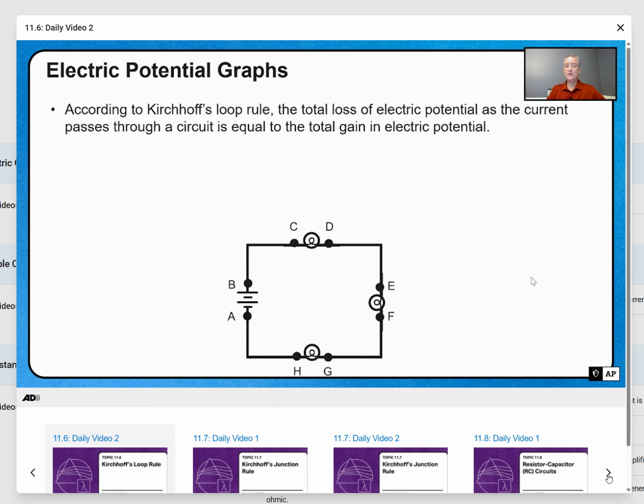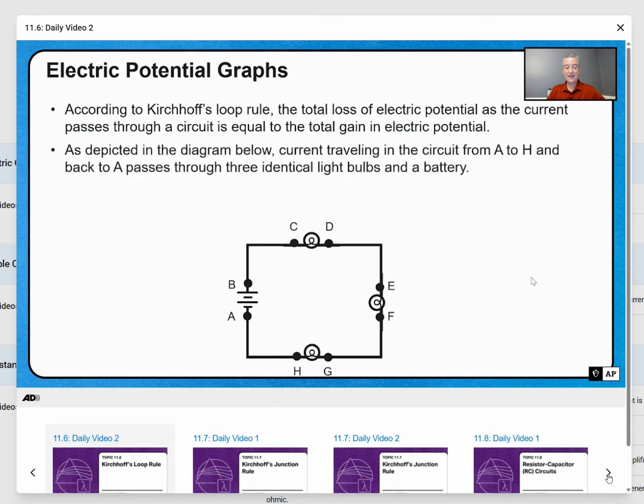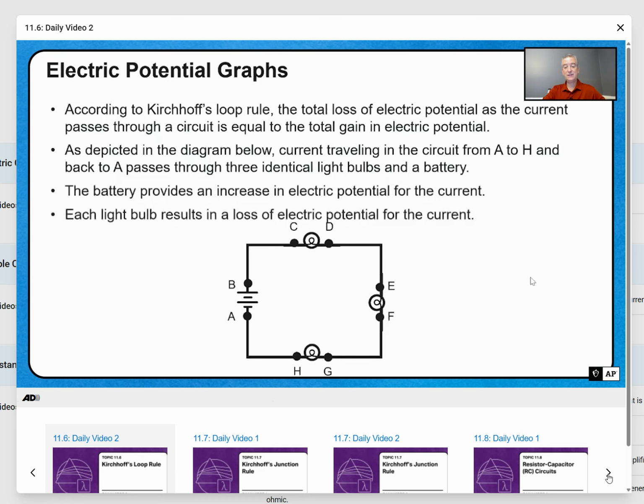According to Kirchhoff's loop rule, the total loss of electric potential as the current passes through a circuit is equal to the total gain in electric potential. As depicted in the diagram below, current traveling in the circuit from A to H and back to A passes through 3 identical light bulbs and a battery. The battery provides an increase in electric potential for the current, and each light bulb results in a loss of electric potential for the current.